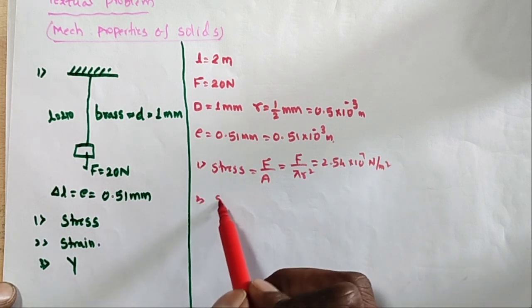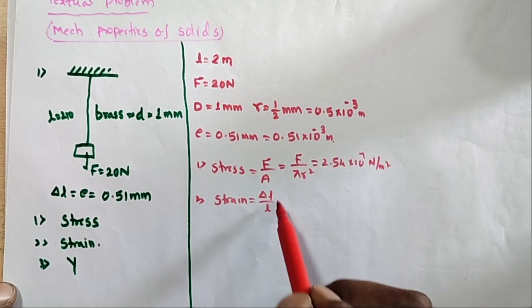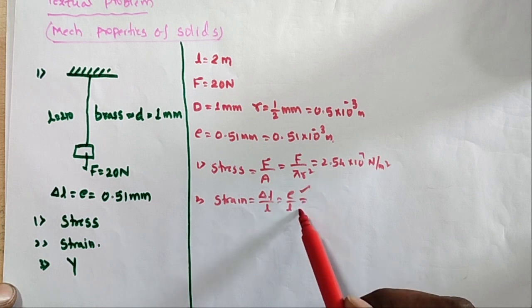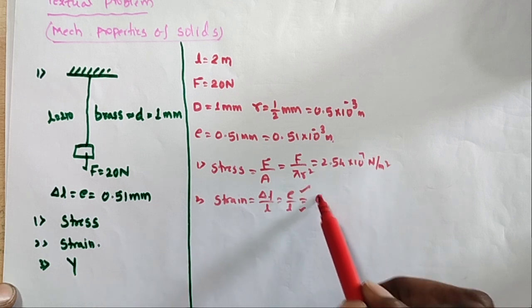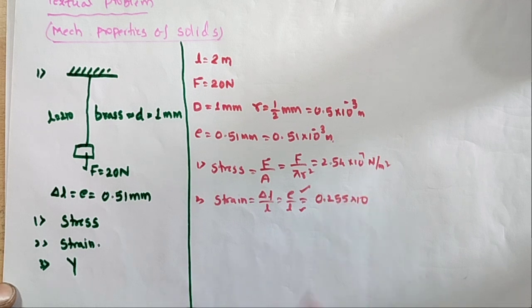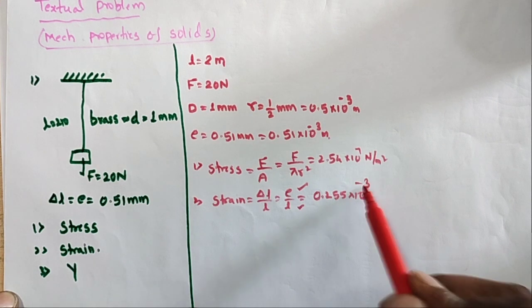Second one, strain. What is the formula of the strain? Delta L by L, or e by L. e is given, L is given. Please calculate, that is 0.255 into 10 power minus 3. There are no units.